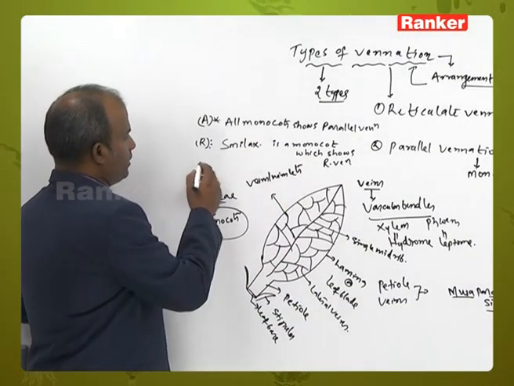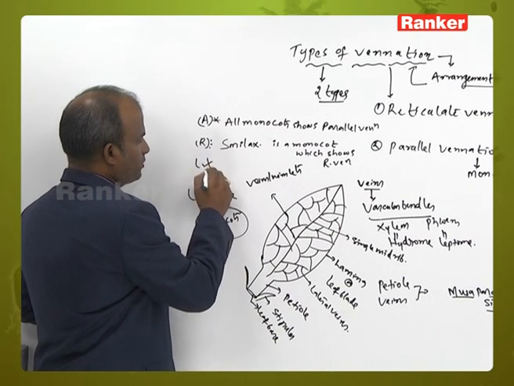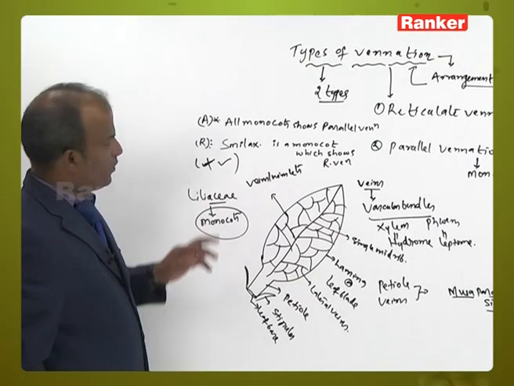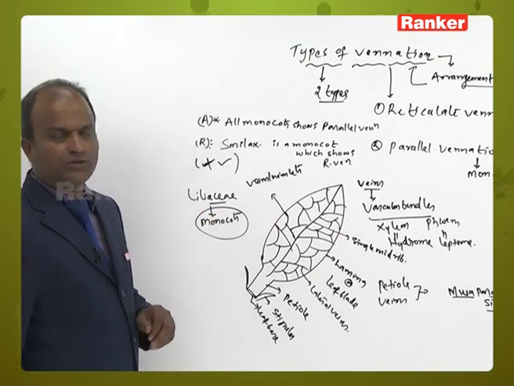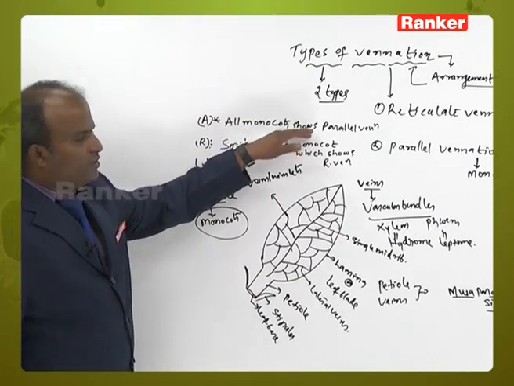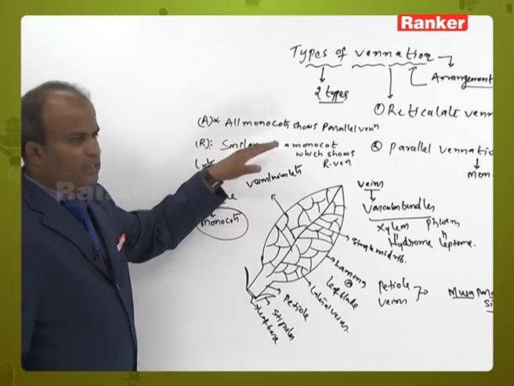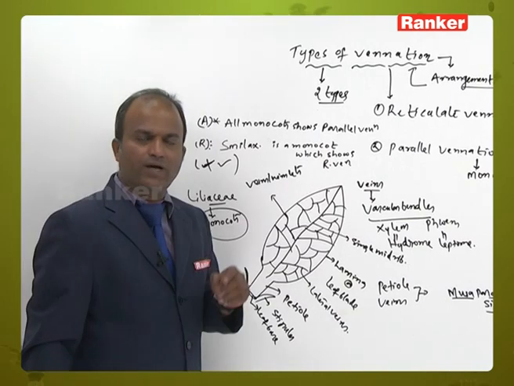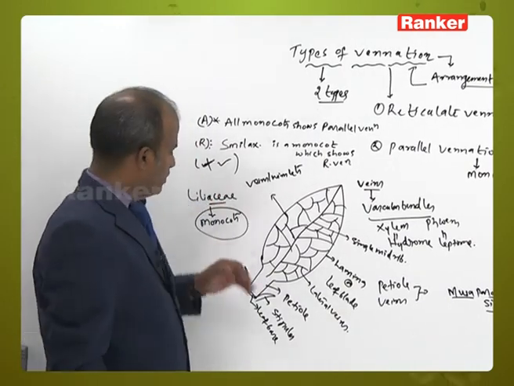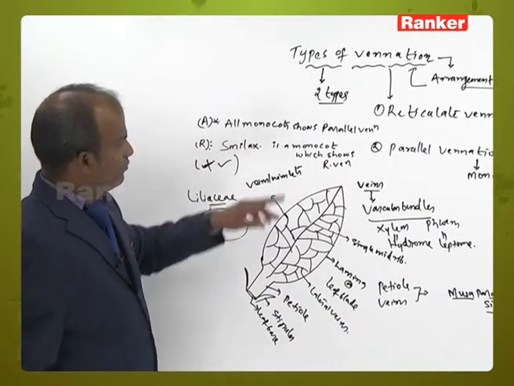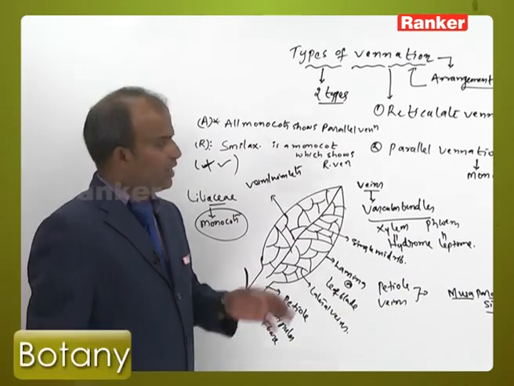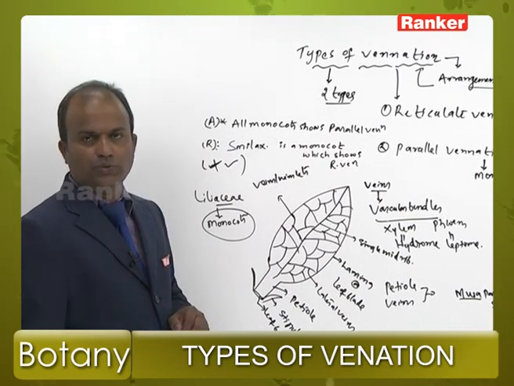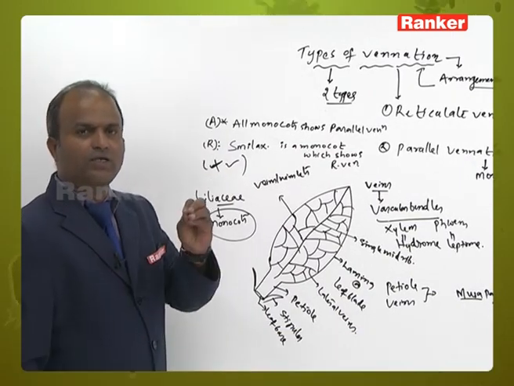That means the assertion says all monocots show parallel venation, but Smilax, which is one of the monocots, shows reticulate venation. What is the option here? A is false and R is true. Why? Because if all monocots showed parallel venation, Smilax also belongs to a monocot family, Liliaceae, and it shows reticulate venation. That means here A is false and R is true.